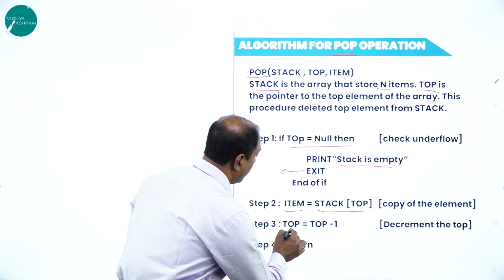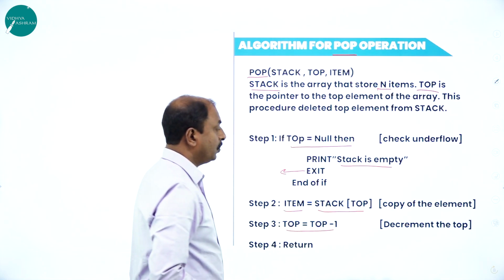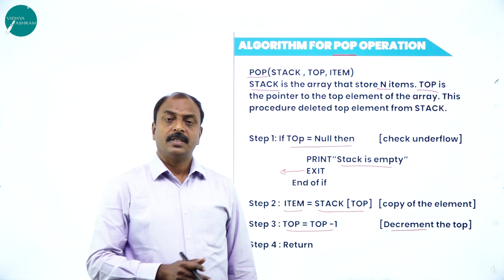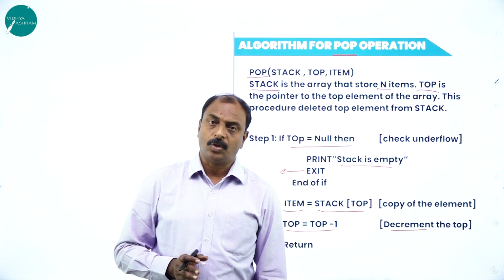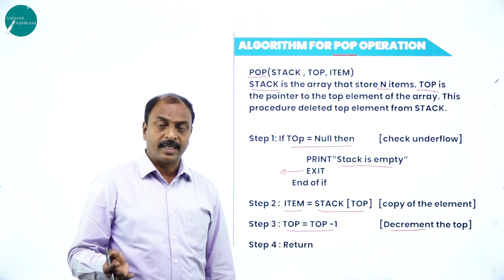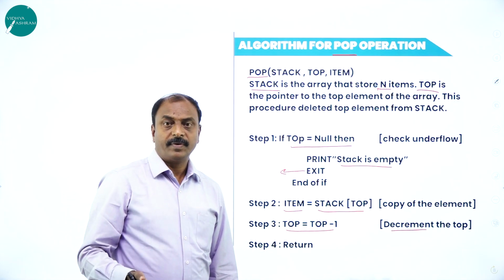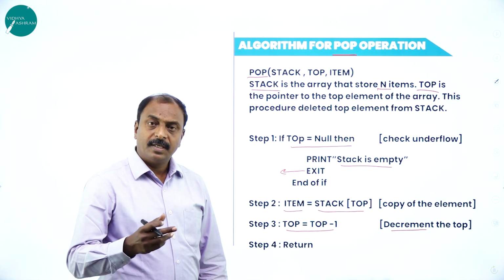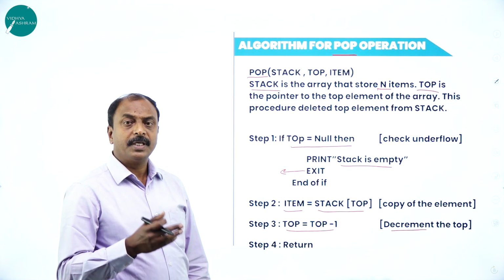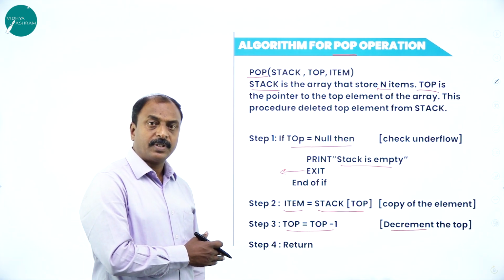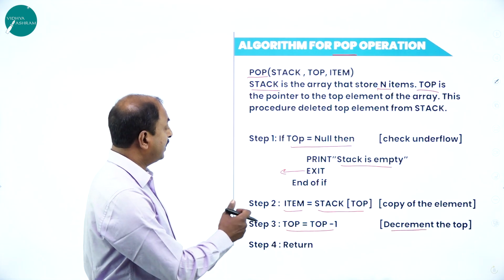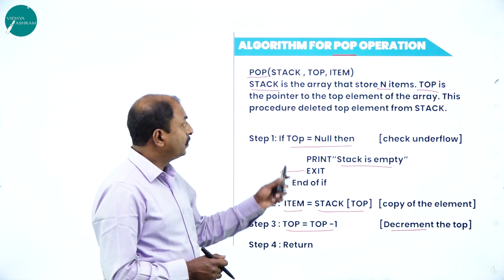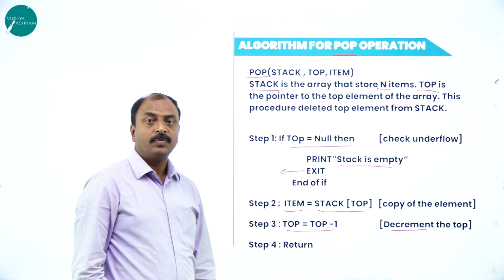Next is top equals top minus 1. So here we have to decrement the top. As we have seen in the push operation, we move the top pointer to the next index. But in the pop operation, we decrement the top pointer, which means we bring it to the previous index, so the particular item or data has been removed logically. So this is the pop operation of stack.